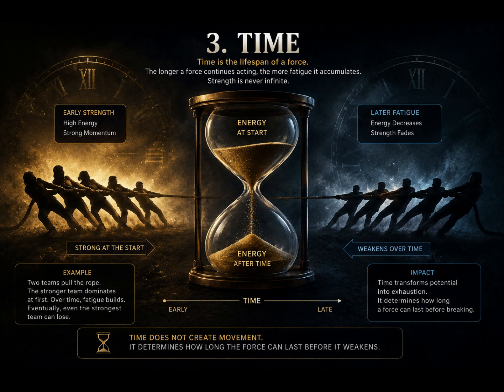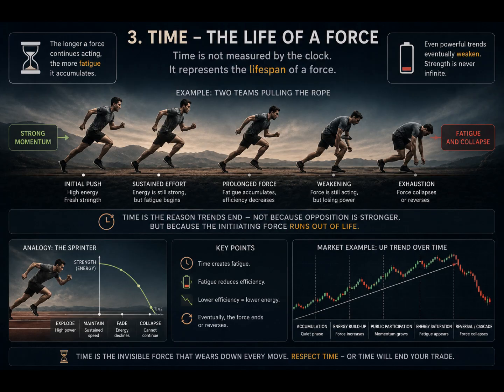Example: 2 teams begin pulling the rope. One team is stronger. Initially, it dominates. However, after sustained effort, fatigue begins to accumulate. Eventually, even the stronger team can collapse.